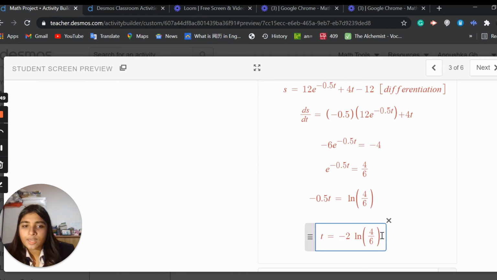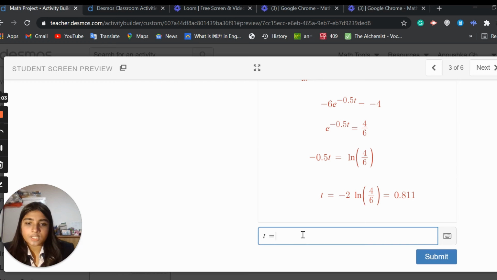Therefore, we have a positive here. And our answer would be, if we put it in a calculator, we should be able to get 0.811. T is equal to 0.811.